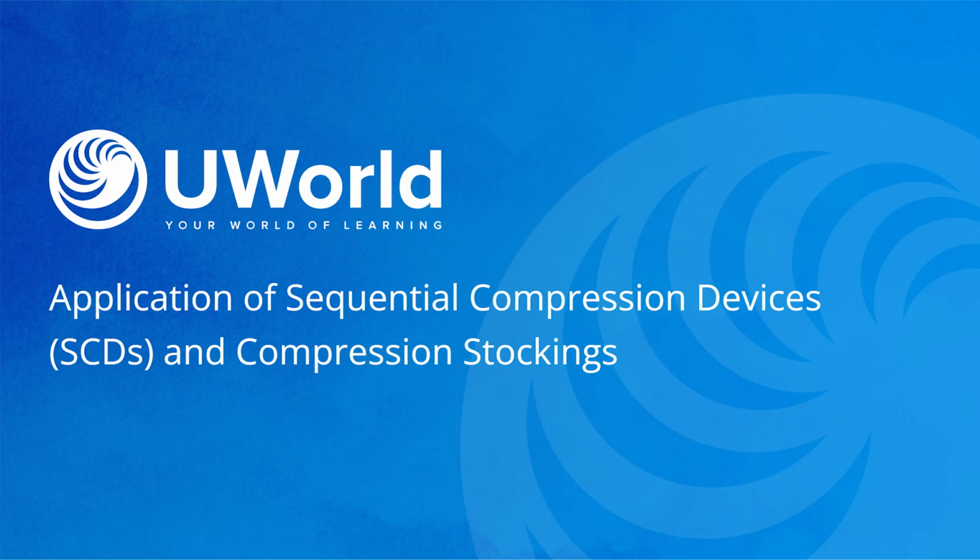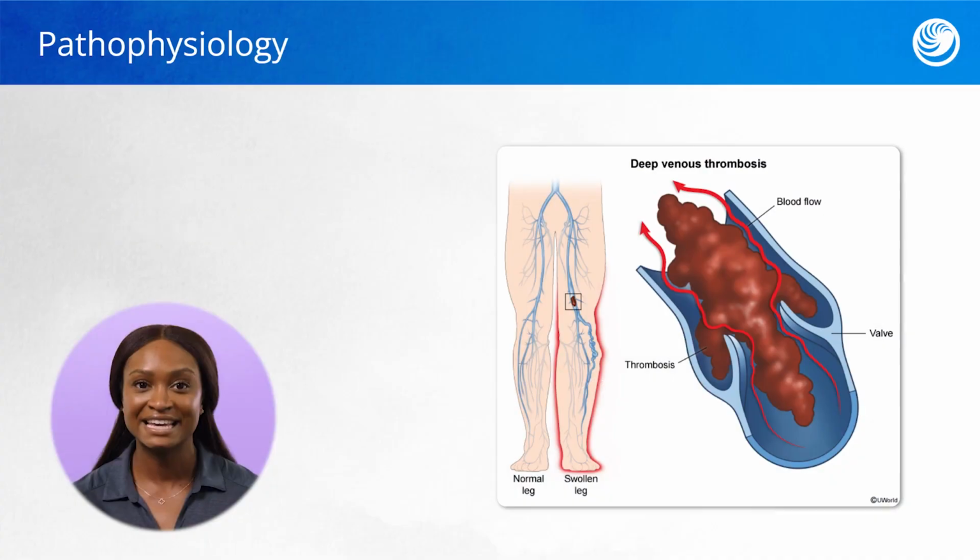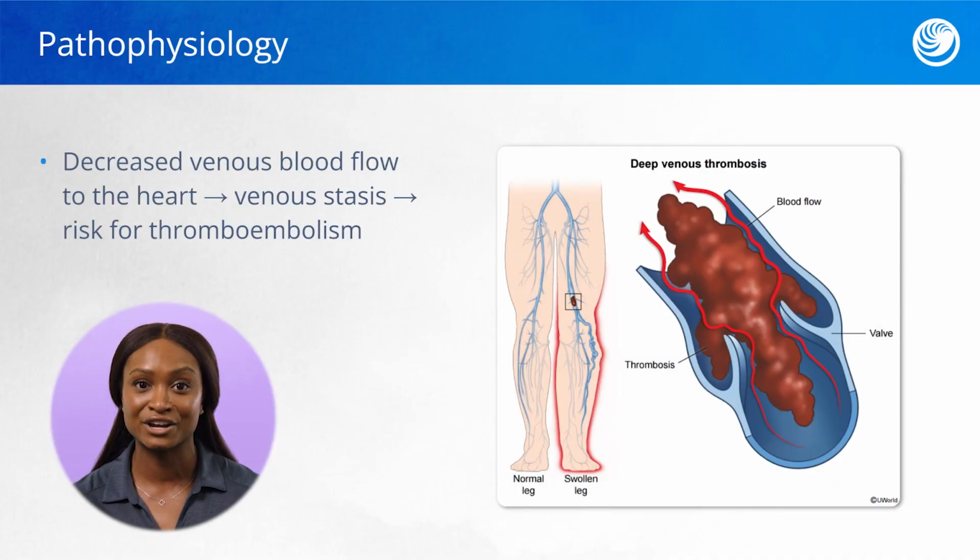This topic is about the application of sequential compression devices, SCDs, and compression stockings. Before we illustrate how to apply these items, let's talk about why we use them. Decreased blood flow to the heart causes venous stasis, which puts the client at risk for thromboembolisms.